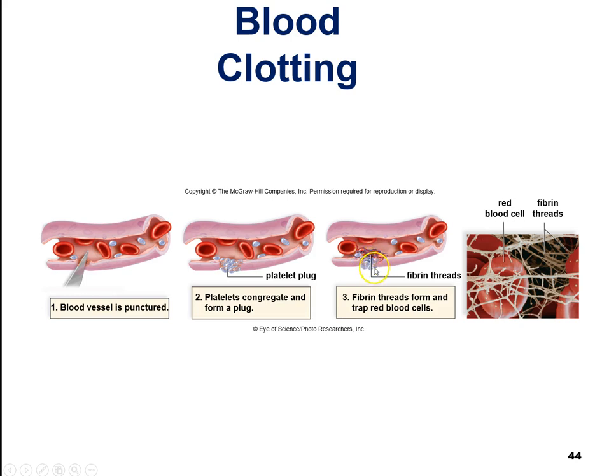that puncture. Okay, so that's what this is showing you here. Again, you guys don't need to know the details of blood clotting, all right? That's sort of an extra thing, okay? So I'm not going to ask you about the steps in blood clotting.